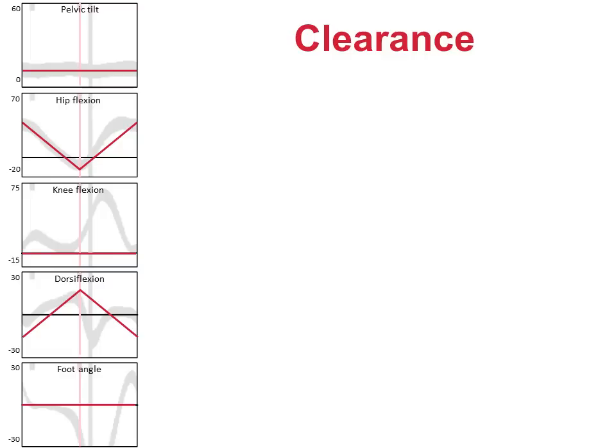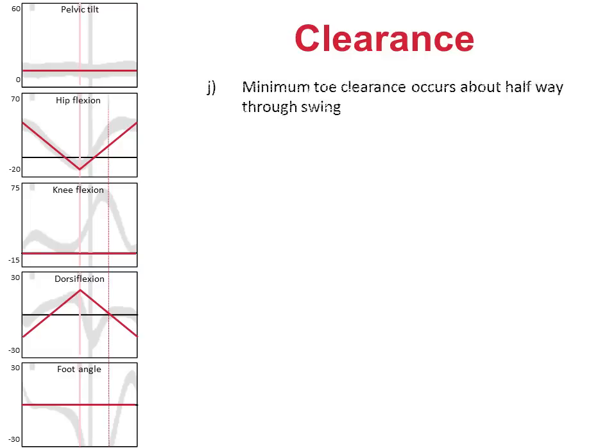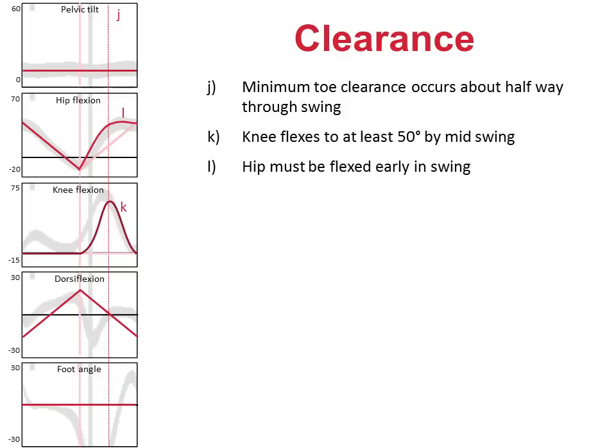So let's put this together in the graphs. Minimum toe clearance occurs about halfway through swing. If we want to use knee flexion as the primary mechanism for ensuring toe clearance, then we need a lot of it, at least 50 degrees. We also need to have the hip flexed reasonably early in the swing phase. You'll see from the normal gait data that this is actually the case.